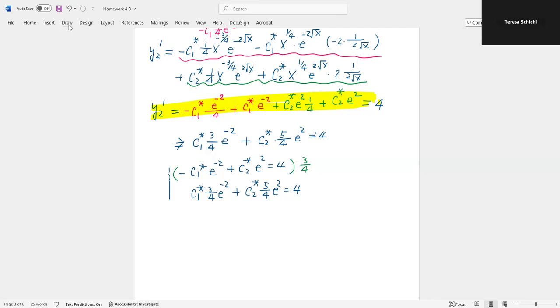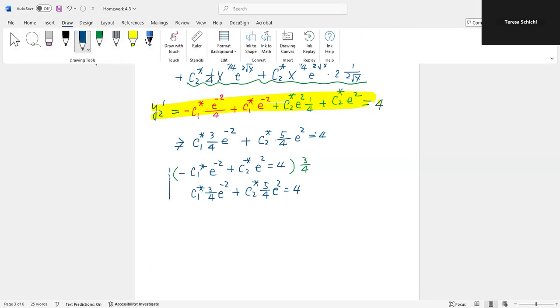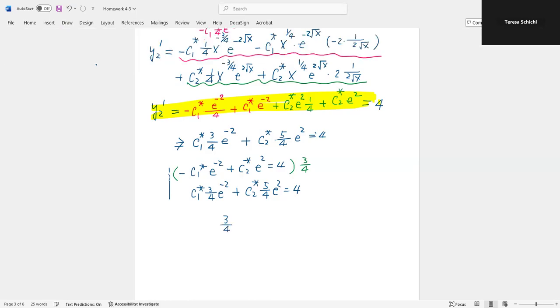Okay, so now that's good. So you times this here, then add to that. So this is 3/4 negative, this is 3/4 positive, right? So I can cancel that one out. So I will have a 3/4 e^2 C2 star plus C2 star 5/4 e^2, right? 5/4 e^2 is equal to 3 plus 4, right? Because you times 3/4 and add.